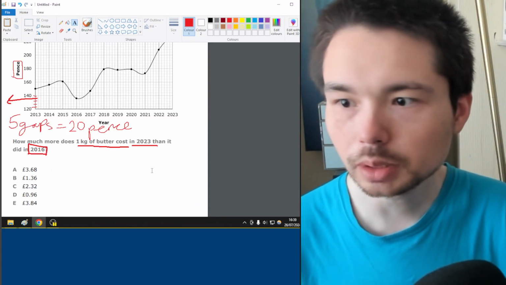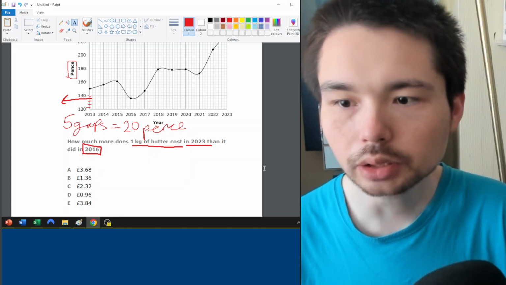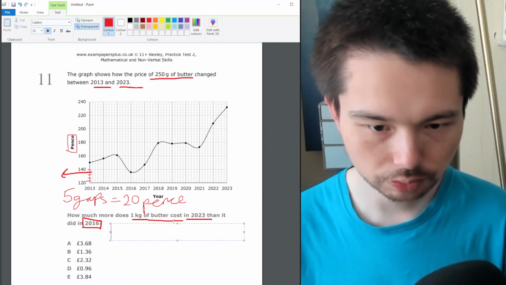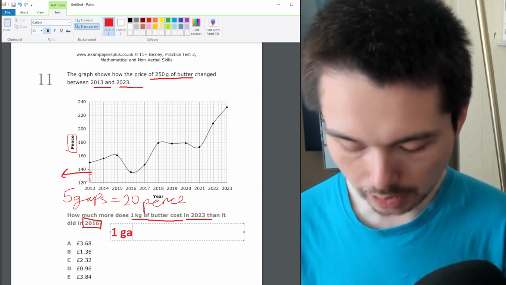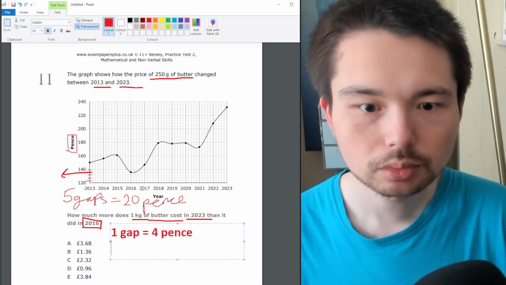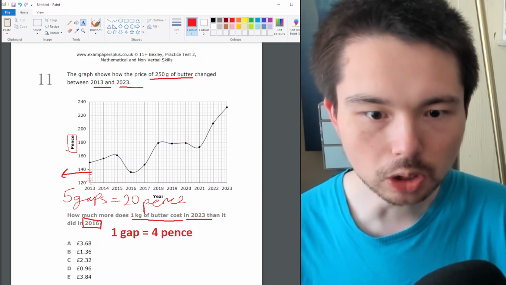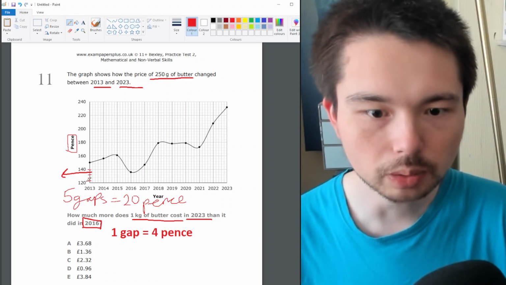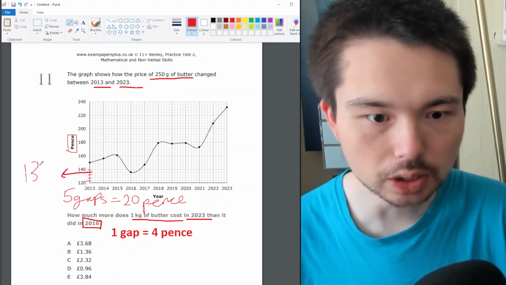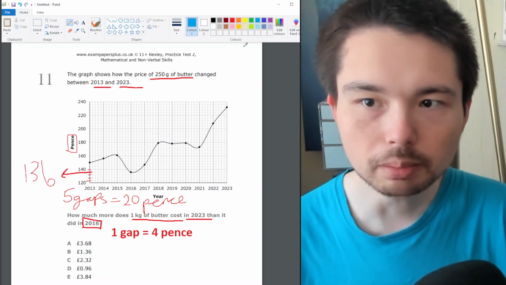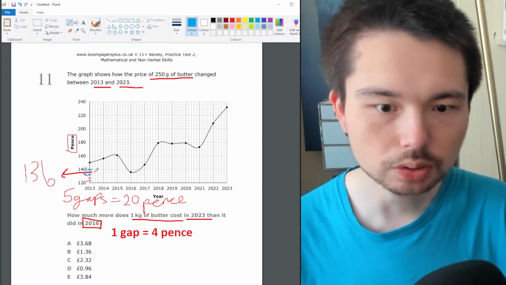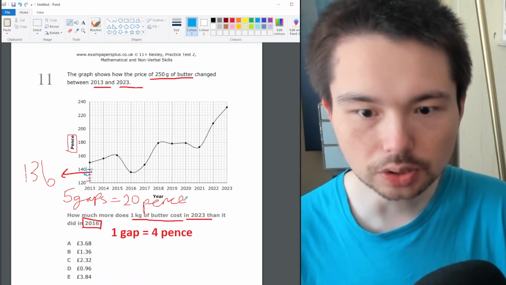So 1 gap. Let me zoom out a bit. Don't really like zooming out and in. I'm actually going to keep it, or else I just keep changing the screen. 1 gap is equal to 4 pence. So if we go across, well, keep going up 4. 124, 128, 132, 136. It would have been easier if I just went back 4. I need to pay attention. Look, 140 is there. So if you go back, it'll be 136.